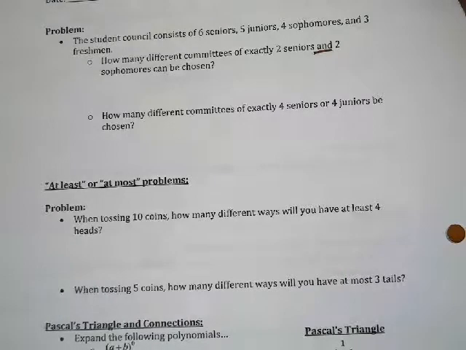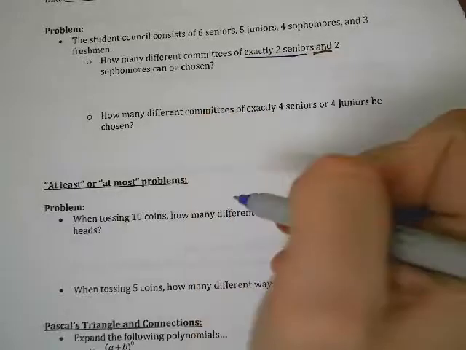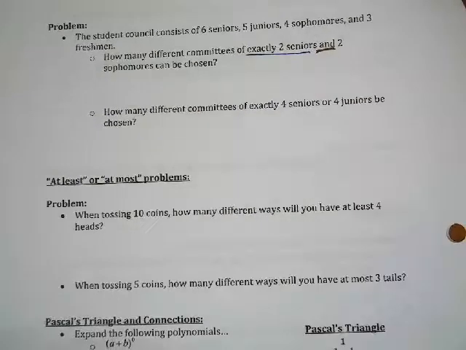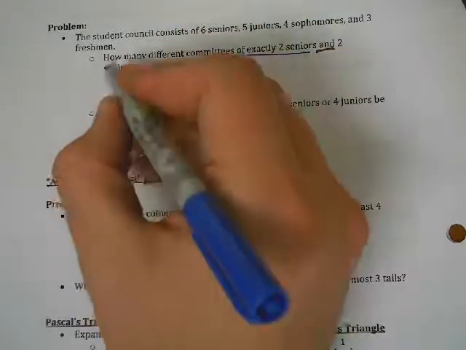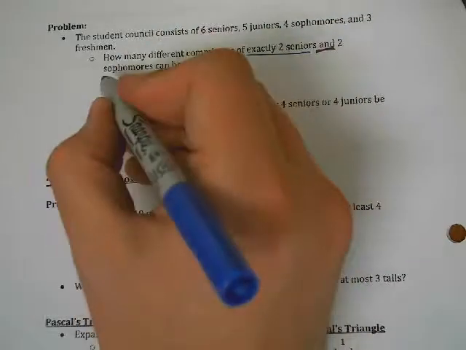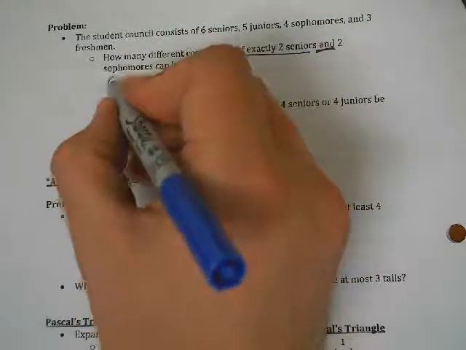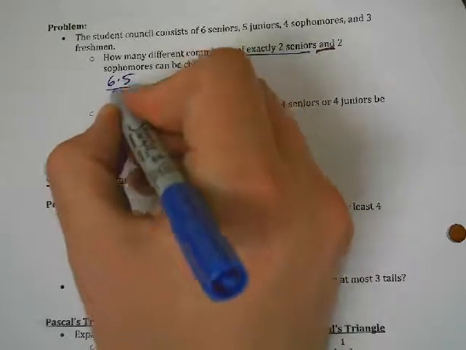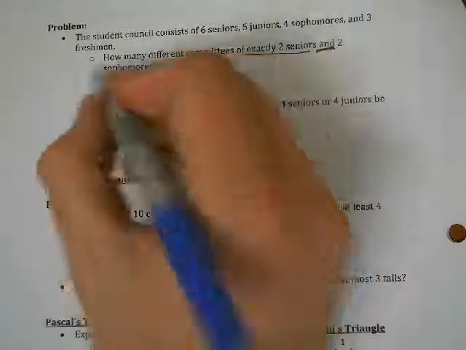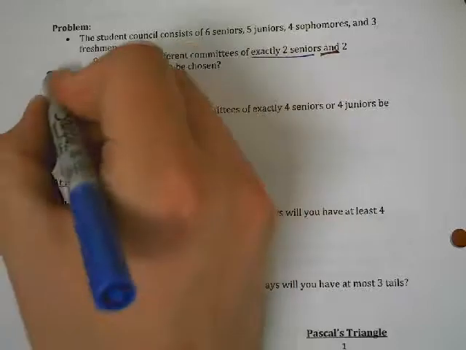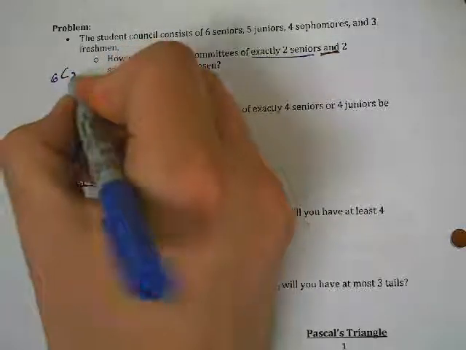Let's first look at how many different ways we can get exactly 2 seniors in our committee. Now, the order that we choose these seniors doesn't matter because they're both going to be part of the same committee. So there are 6 seniors and we want to choose 2 of them. So we can either do 6 times 5 divided by 2 times 1, or if you wanted to write it using the choose function, that's 6C2.